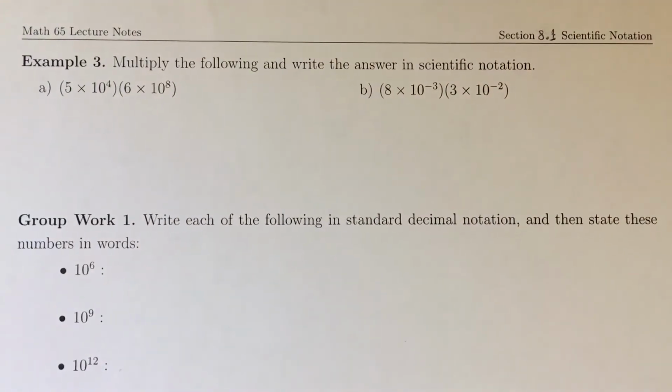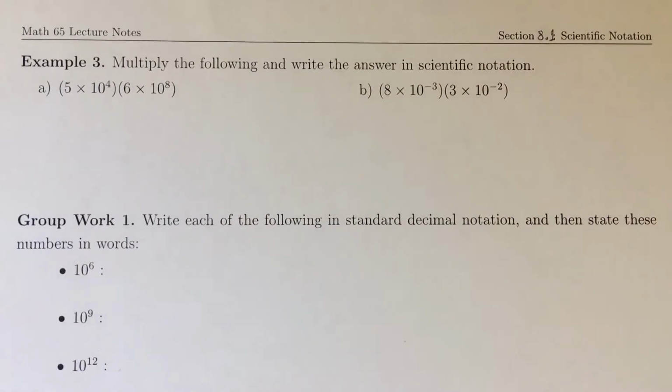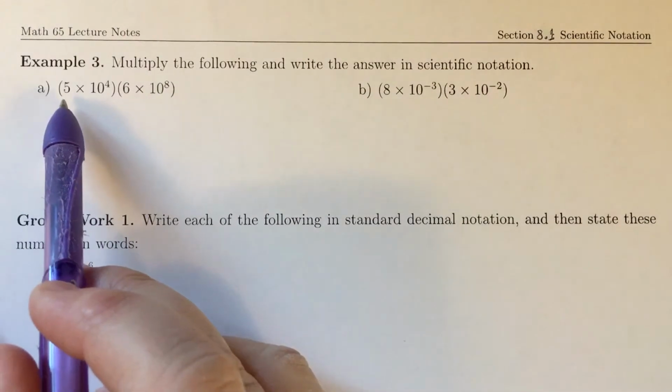Let's do some more with scientific notation. One nice thing about scientific notation is that it multiplies and divides really easily. However, it does not add or subtract easily. So if you want to add or subtract numbers, you want them in decimal form. But for multiplying and dividing, it actually works pretty well to leave them in scientific notation. So let's see an example of that being the case.